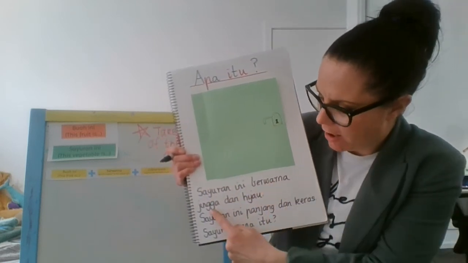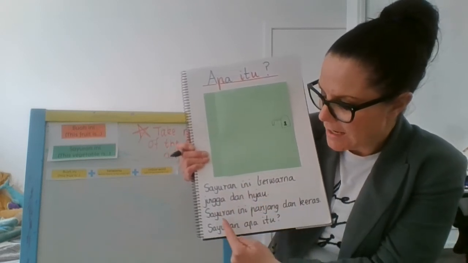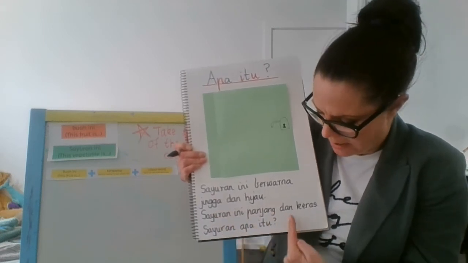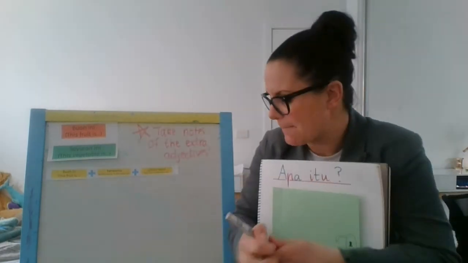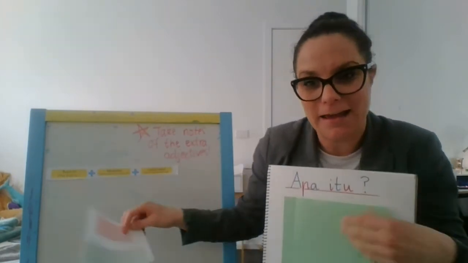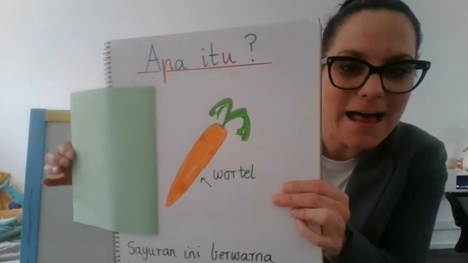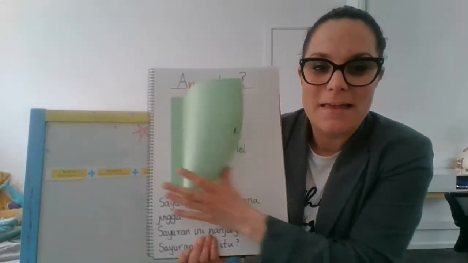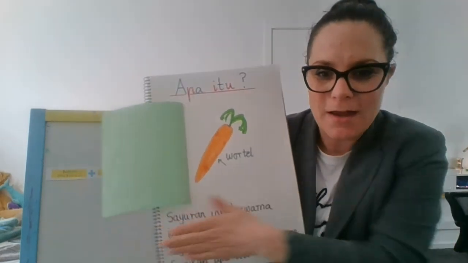This veggie is the color of orange and green. Sayuran ini berwarna jingga dan hijau. Sayuran ini panjang dan keras. This vegetable is long and hard. What veggie is it? What do you think it might be? Remember, we must use those sentence starters, and they are in the slide. Let's have a look. Wortel. The answer to my clues is wortel. Okay, so all of my clues gave you a heads up to that.